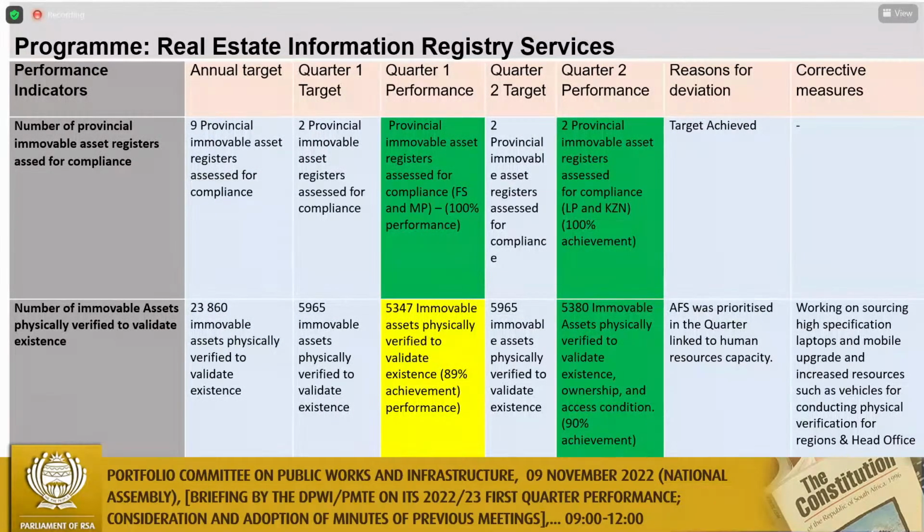The second last program, which is the Real Estate Information Services, we basically provide support here to provinces where we're looking at assessing the asset register, movable asset register for compliance. In Q1, we targeted 2 provinces, which we have completed, which was Free State and Mpumalanga, in assessing their compliance. And more so is also about verifying those assets in terms of their existence. And we're targeting 23,860 for the financial year at 5,965 for Q1, which we are sitting at 89% in Q1, which is about 5,347 that have been validated for existence in terms of this coverage.